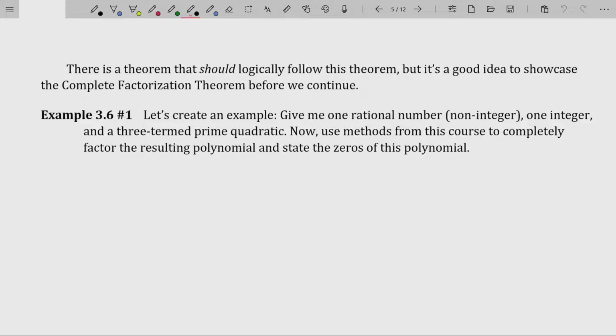Now, if I was teaching this in a class, I would say, okay, everybody, I need one rational number, one integer, and a 3-term prime quadratic. And I do that for several reasons. So I'm going to just throw some numbers out, I think that you, as you're watching this video, should just go ahead and write down one rational number and one integer right now. I'll pause the video.